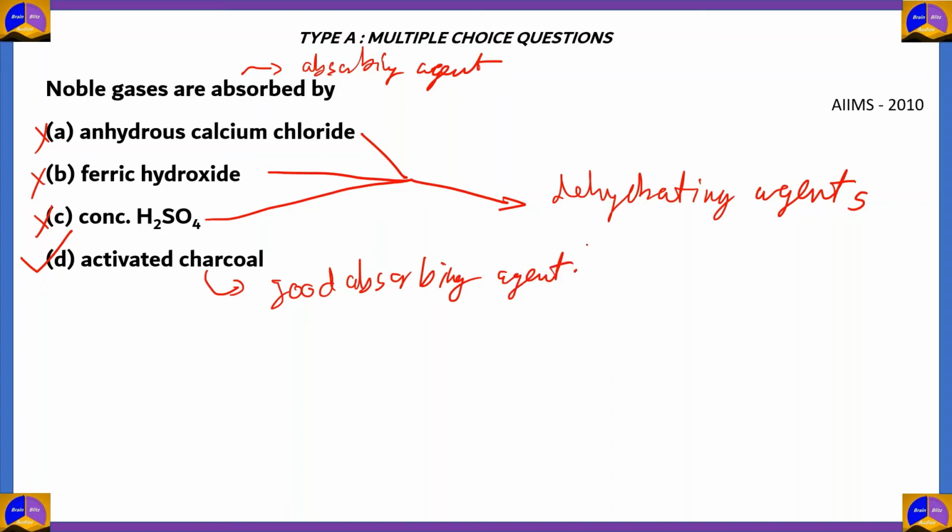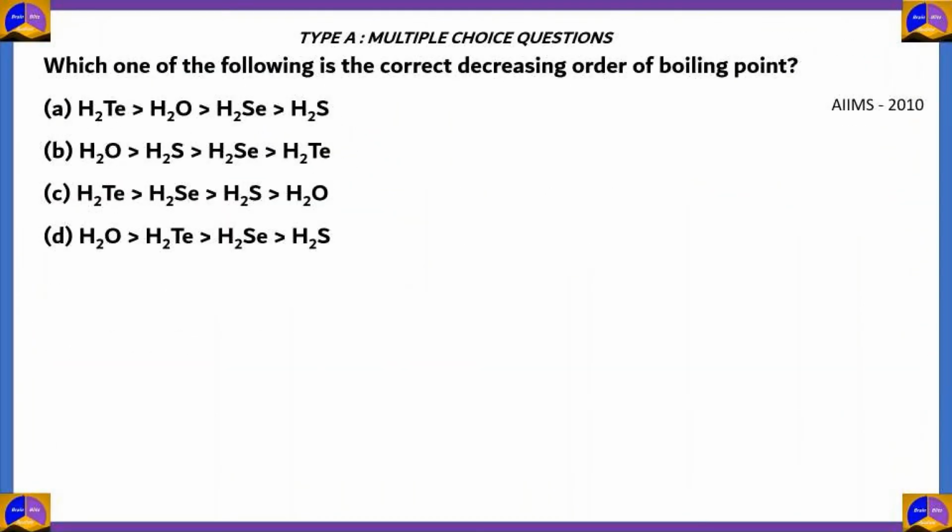So that's why option D, activated charcoal, is used to absorb noble gases, because it is a good absorbing agent, while the other options given are dehydrating agents. Let's look at this question.